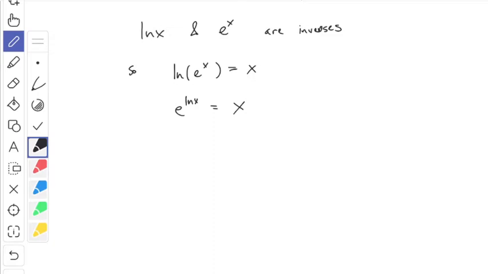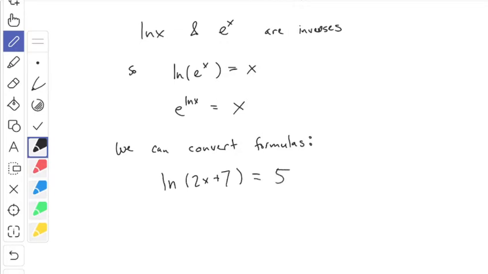All right, these are formulas about logs and e's, and we can convert formulas. What I mean is, if you start with a formula that's written in terms of logs, here's a formula that's written in terms of a log. Can I rewrite or convert that into the same formula but written in terms of exponents?